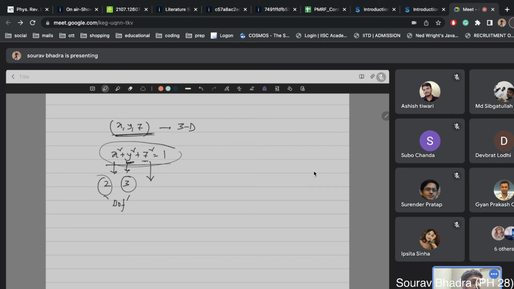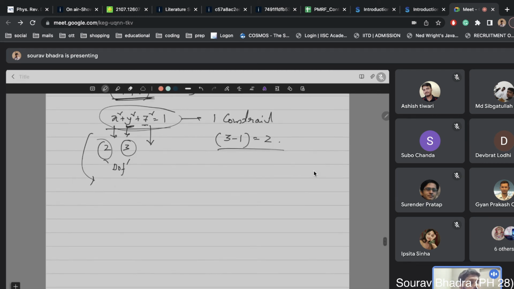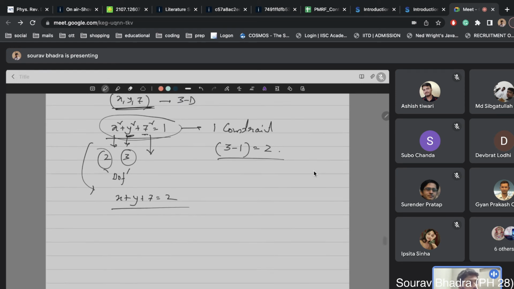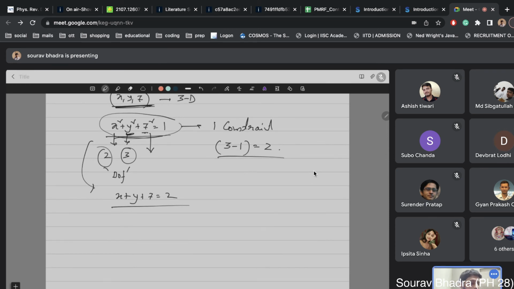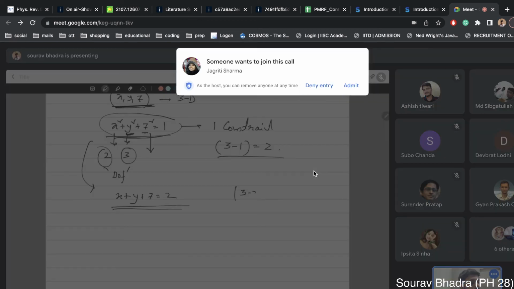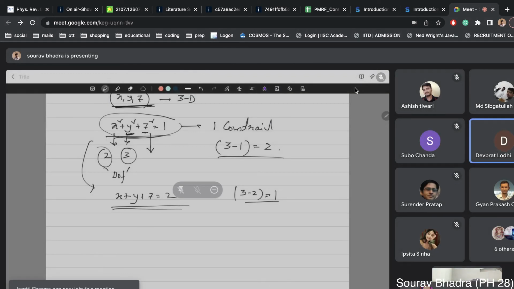So 3 coordinates and 1 constraint, I mean 1 equation, the number of degrees of freedom will be 3 minus 1 equals 2. Now if you have another equation, x plus y plus z equals 2, suppose, so you have this 3D problem and these 2 equations, right? Then only one of x, y, z is sufficient for you, you can calculate the other 2 from these 2 equations. So in that case your degrees of freedom will be 1. So this is the case actually.